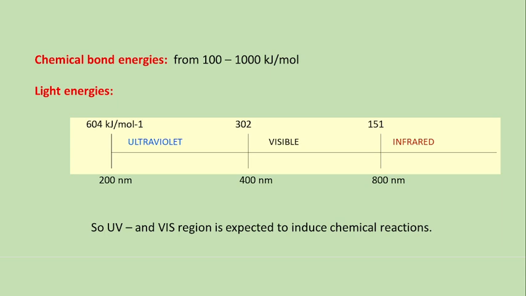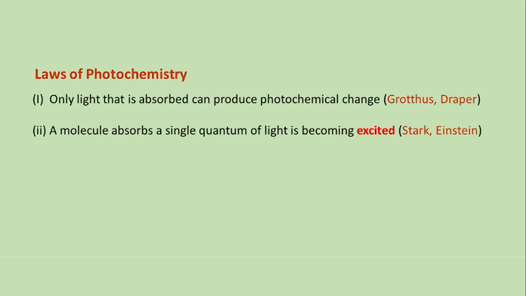The light energy between 200 nanometer and 400 nanometer is the ultraviolet region, while the energy between 400 nanometer to 800 nanometer is the visible region, and after 800 nanometer there is the infrared region. So the UV and visible regions, that is ultraviolet and visible region, are expected to induce a chemical reaction. Based on these, some scientists derived the laws of photochemistry.